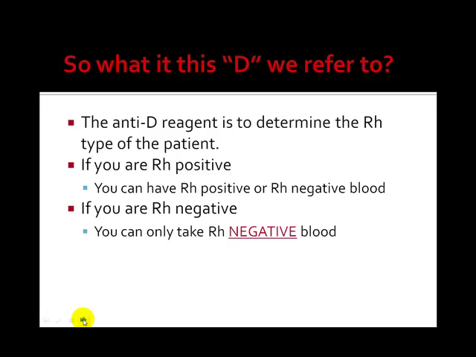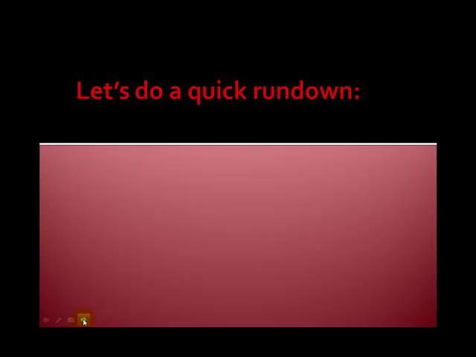So what is this D that we referred to? The anti-D reagent is to determine the Rh type of the patient. So in other words, if you're Rh positive, you can have either Rh positive or Rh negative blood. If you're Rh negative, you can only take Rh negative blood. So let's do a quick rundown of how we interpret blood type.